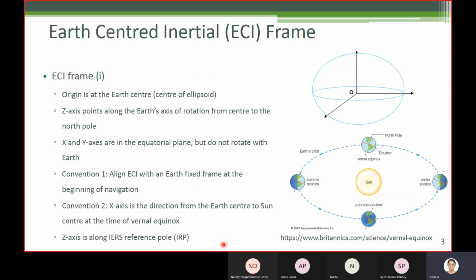Okay, so yesterday we defined the Earth-centered inertial frame, the ECI frame. The notation for the ECI frame is I. This frame is used as a reference frame, so we are interested in finding position, velocity, etc. with respect to this frame.